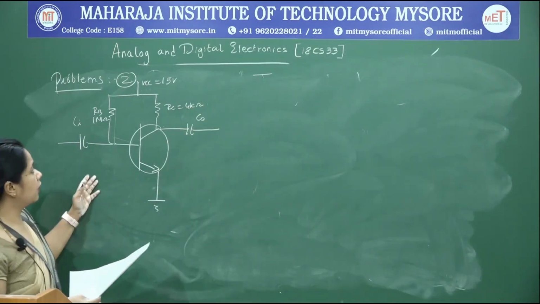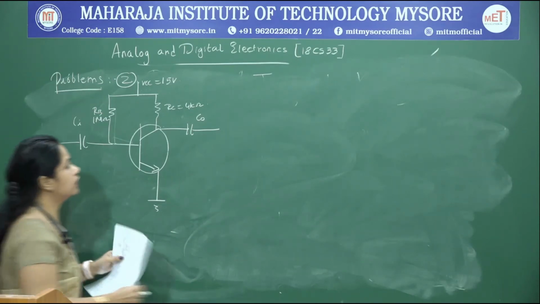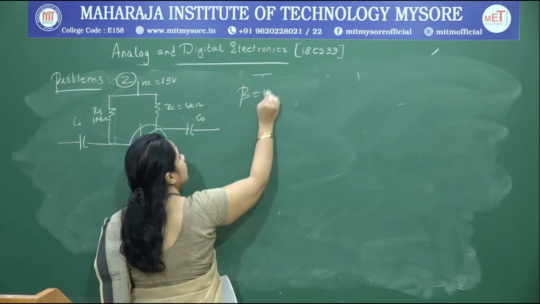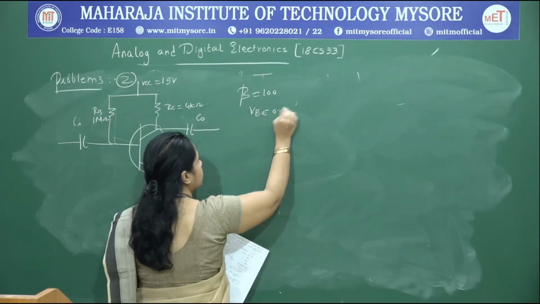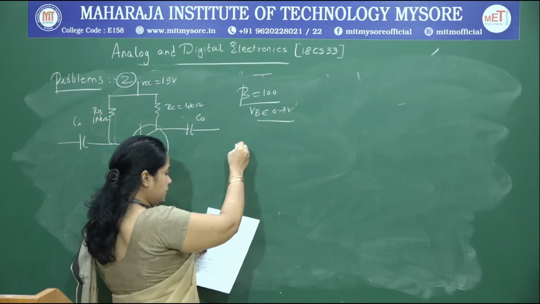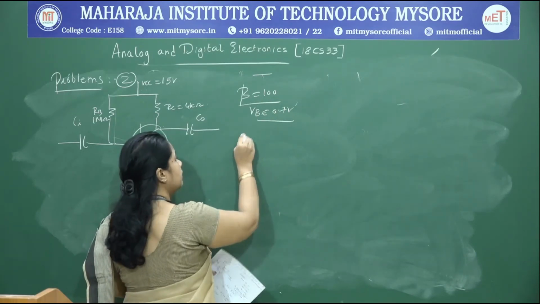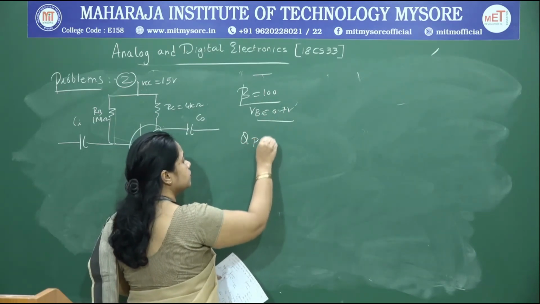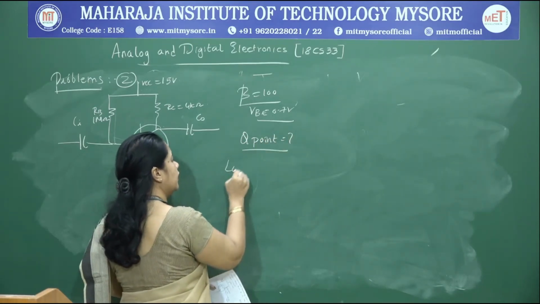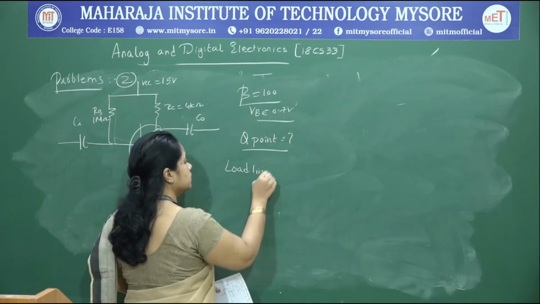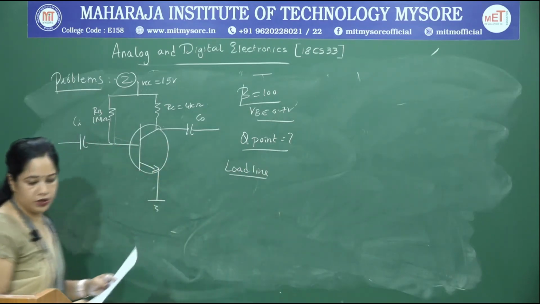So we are given one more problem here. We are given a value of beta equal to 100 and cut-in voltage VBE is 0.7 volts. You are asked to determine the operating point, the Q point, and you are also asked to find the load line.